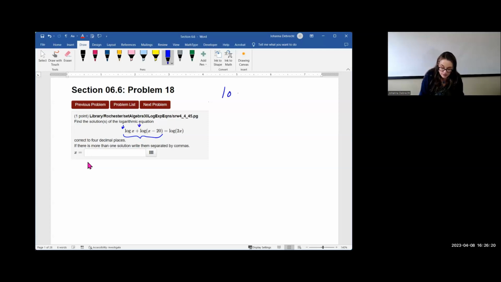That enables me to write log base 10 of the product x times x minus 20. Make sure you keep the x minus 20 in parentheses. This then has to equal the log base 10 of the answer part 2x. So I compress the side with multiple logs to get one logarithm. And now I'm going to use that one-to-one property, which says if the logs are equal and the bases are equal, then the answer parts have to be equal.